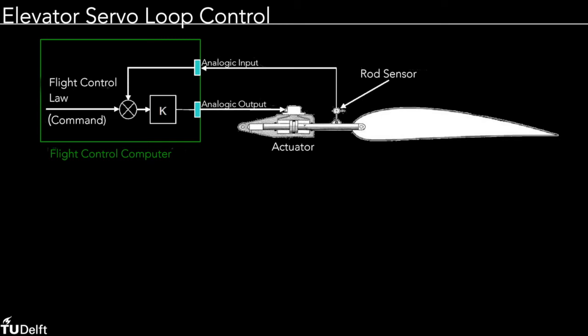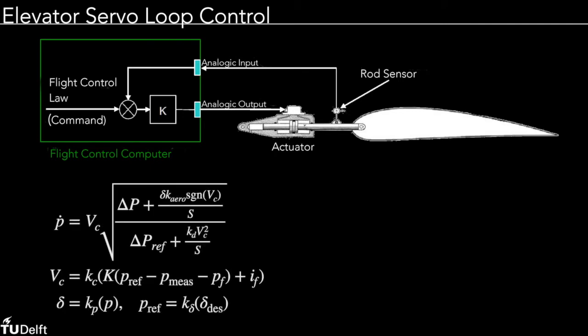To do this, first we need to take a look at the system definition. We consider the aircraft elevator servo loop control, where the flight control computer sends a commanded current to the actuator. This actuator moves the servo rod, and the servo rod then drives the control surface. Furthermore, the servo rod deflection is measured and fed back to the flight control computer. This system is modeled as follows, and please don't start to read the whole thing. I will highlight what you need to know.